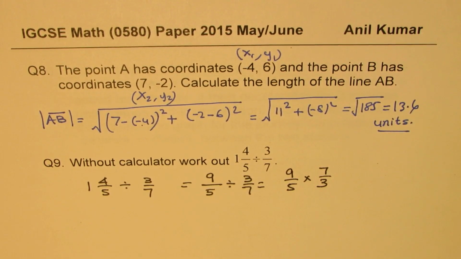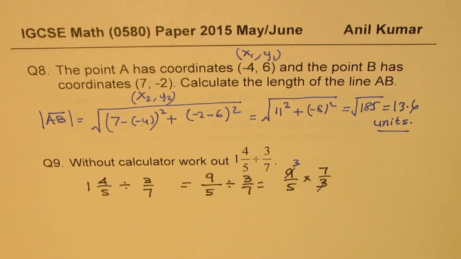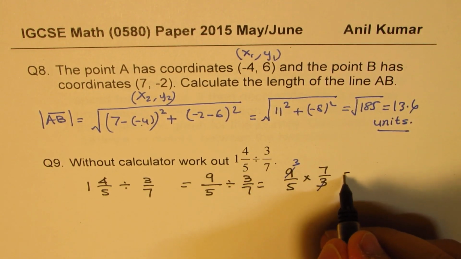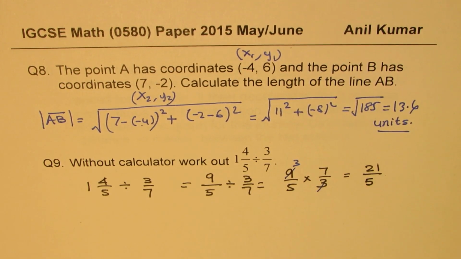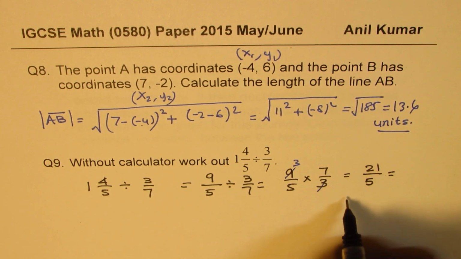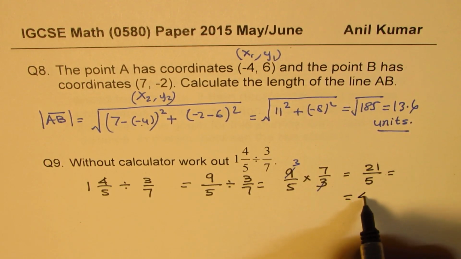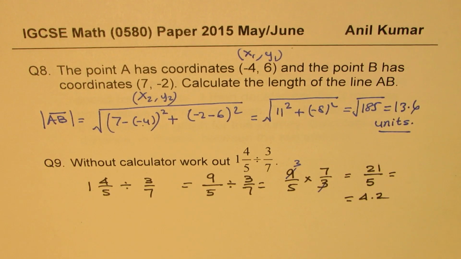Now this could be simplified. We could cancel 3 times 3 is 9, and now we can write down our answer as 21 over 5. Is it okay? And 21 over 5, you could also write in decimals if you want to. So that goes 4 times, and 10, 4 times 4.2. Correct? So that's what you get. 4.2 is your answer.